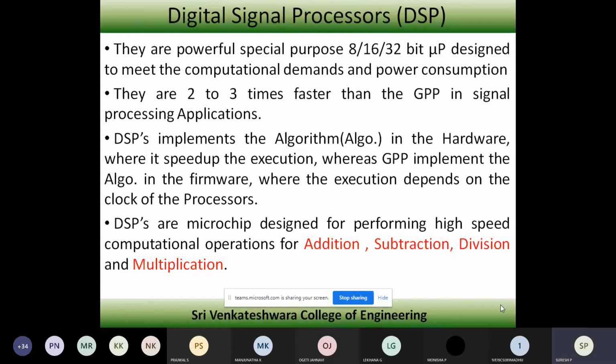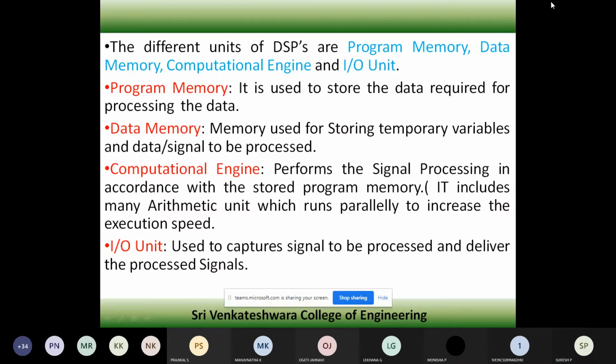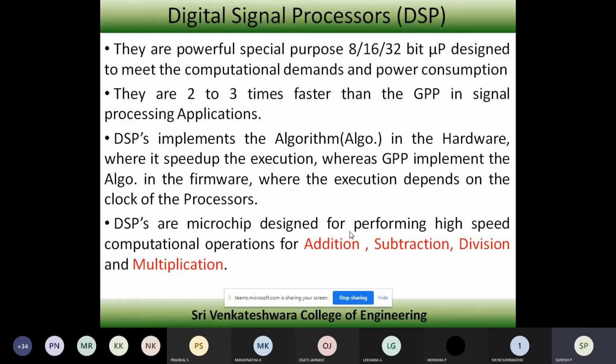Whereas if you take the general purpose processor, the algorithms will be implemented in the firmware, whereas in your DSPs, that is the difference. You can see it here. So if you take the DSP, the DSP implements the algorithm in the hardware to speed up the execution. Whereas the general purpose processor is going to implement the algorithm in the firmware. Okay.